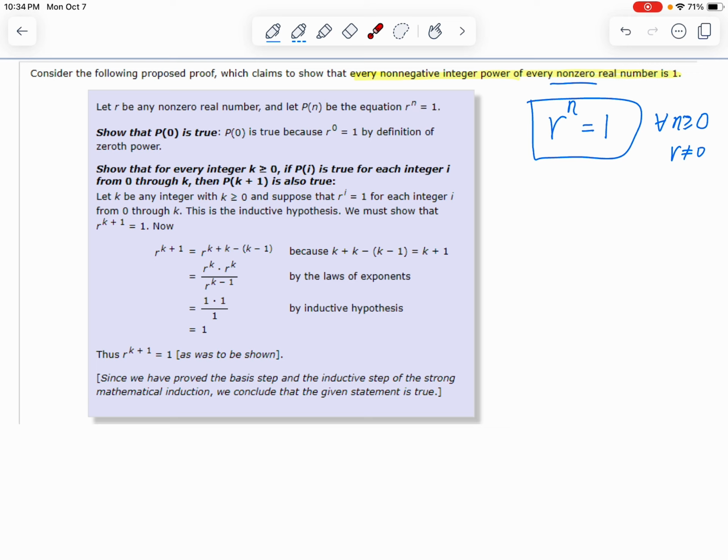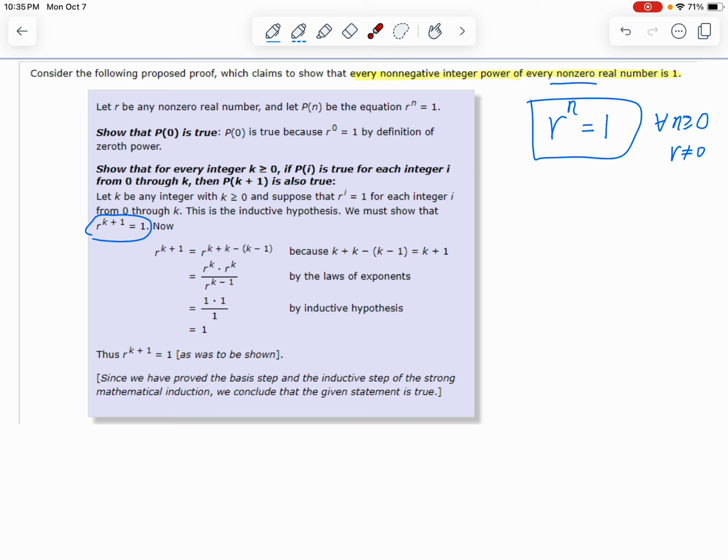Now let's actually look at the proof here. So this is what we want to prove. Let's begin with the left side. Start with the left side equals r to the k plus k minus the quantity k minus 1. Well, the reason is supplied here. If you check the algebra, you do see that this is true. So there's no question about this equation. Therefore, this is equal to that.